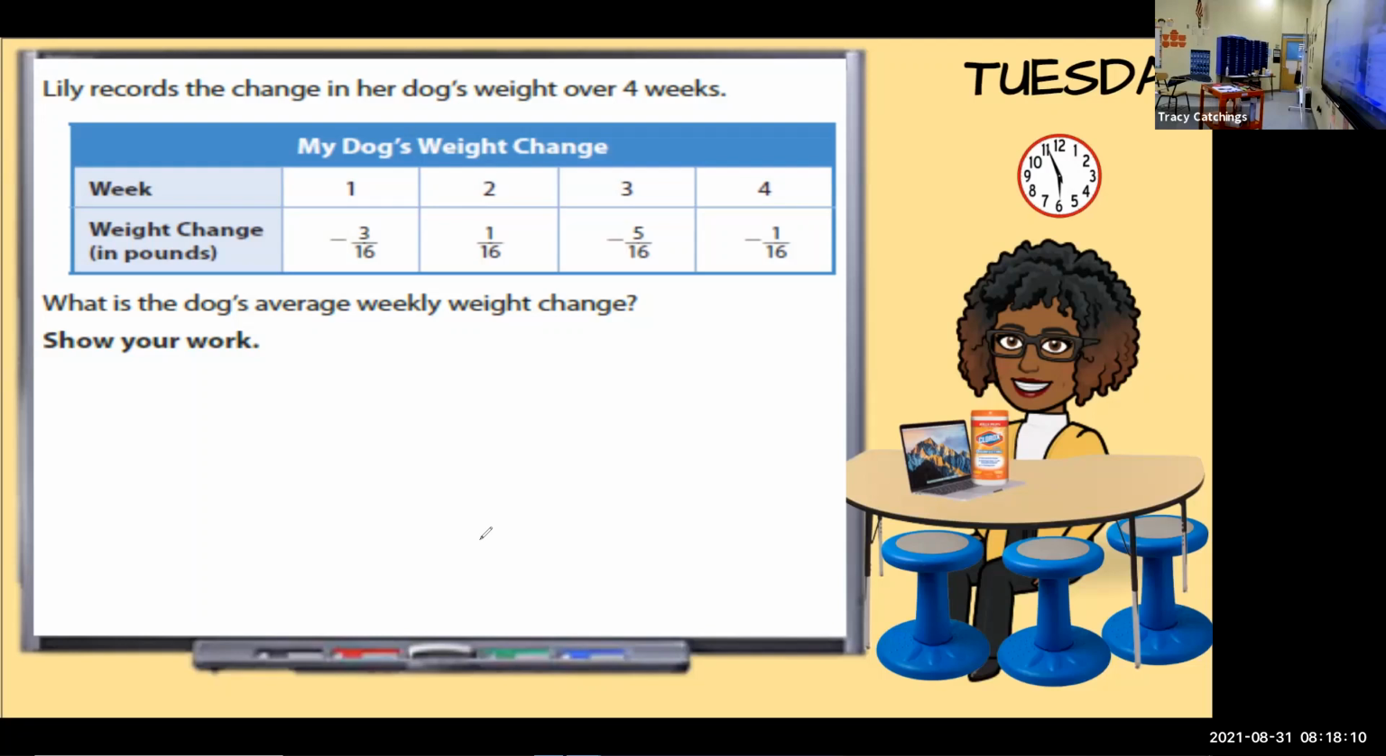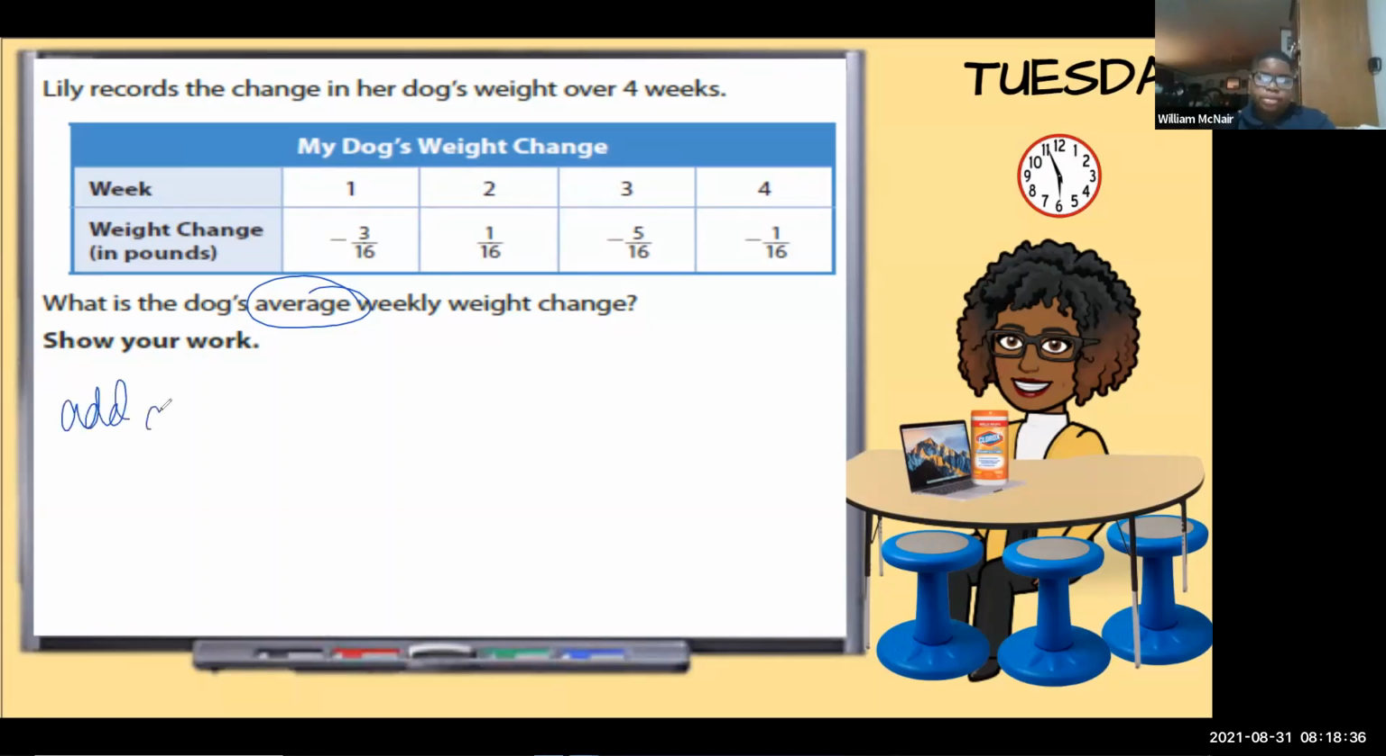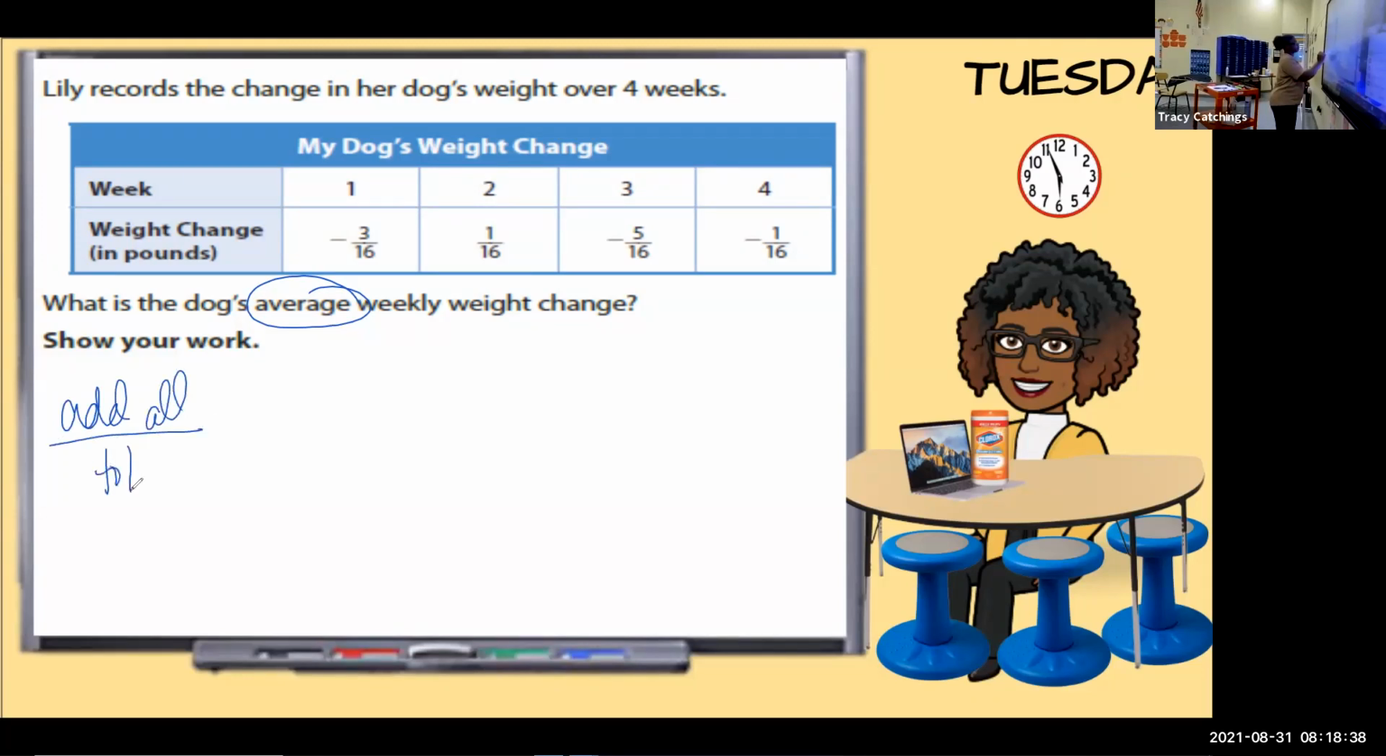All right, it says, Lily records the change in her dog's weight over 4 weeks. What is the dog's average weekly weight change? What keyword sticks out in this problem? I want to know the average. Good job. And how do we find an average? Add up all of them and divide. Add all, divide by total.